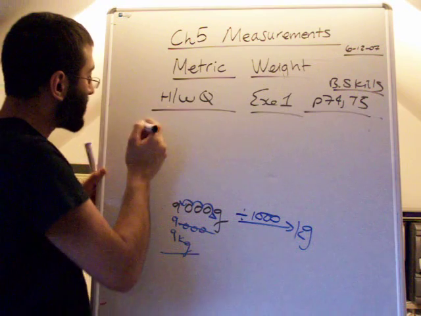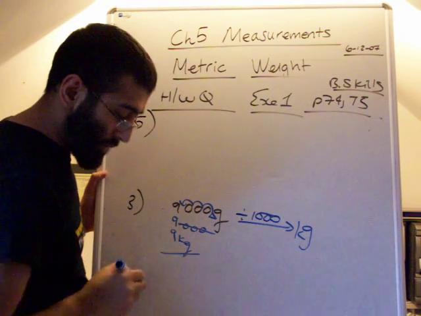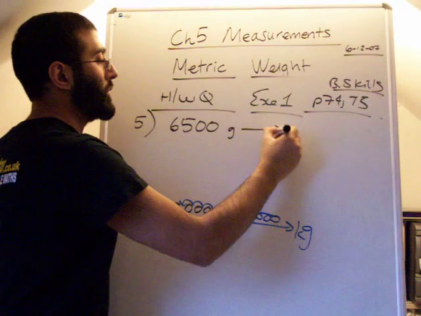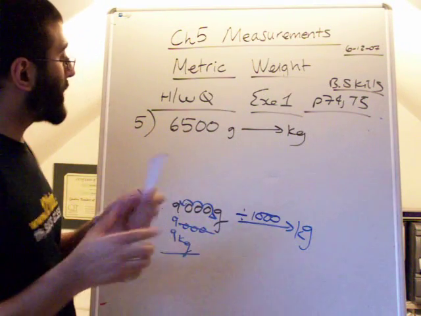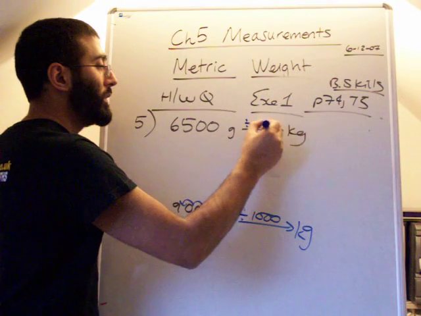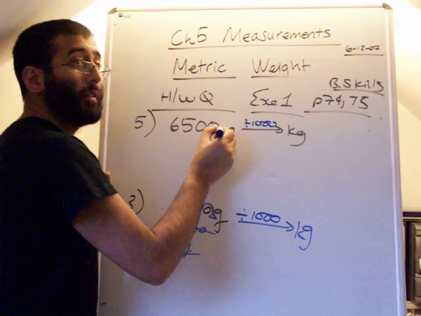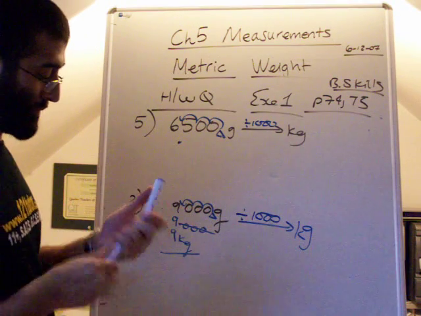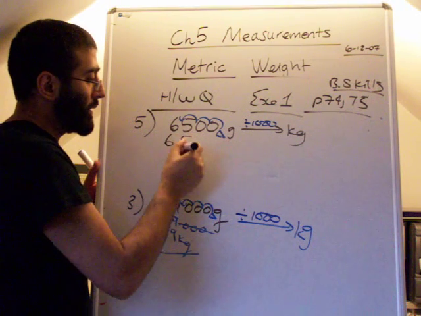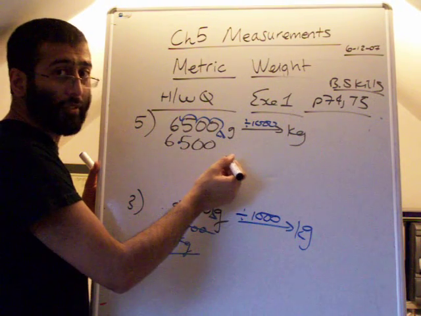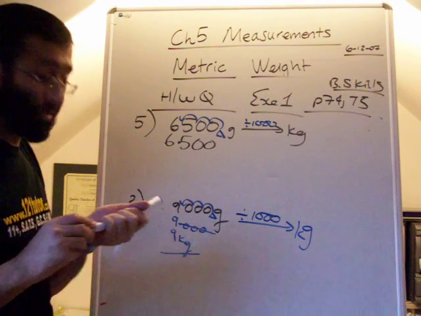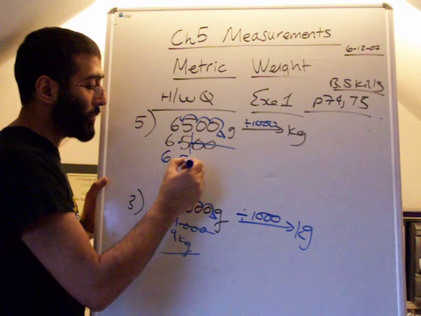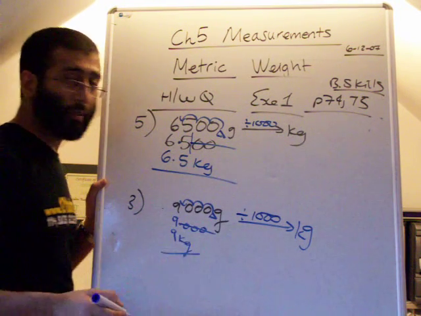Number 5 is 6,500 grams to kilograms. To change grams to kilograms, we must divide by 1,000. So whole number, put the decimal point at the end. Go back 1, 2, 3 places. We must copy the numbers down. So we get 6.500. And to be correct, we don't need the 00s at the end of the decimal part. So the final answer becomes 6.5 kilograms.